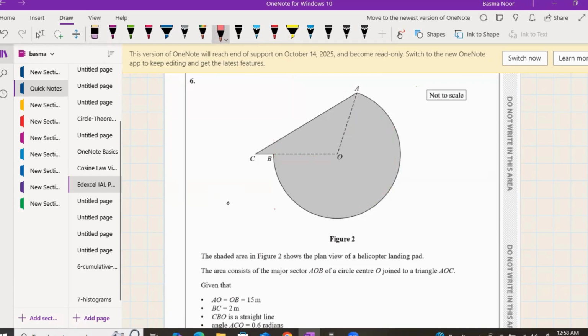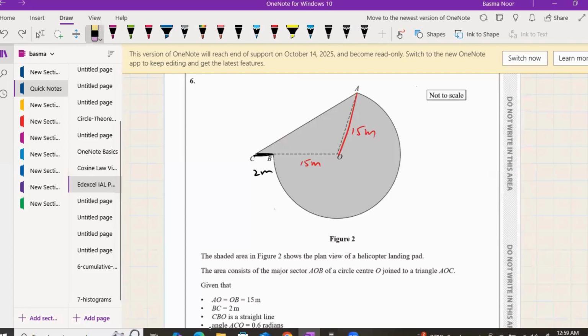Of a circle center O joined to the triangle AOC. So this is the triangle AOC. Given that OA and OB, which are the radius of this circle, are 15 meters in length. So OB and OC are given to be 15 meters each, since it's the radius, so they will be equal. BC is 2. This extra part coming out of the circle is BC, which has a length of 2 meters. CBO is a straight line, making a total length of 17 meters, as you can clearly see, and angle ACO is 0.6 radians.